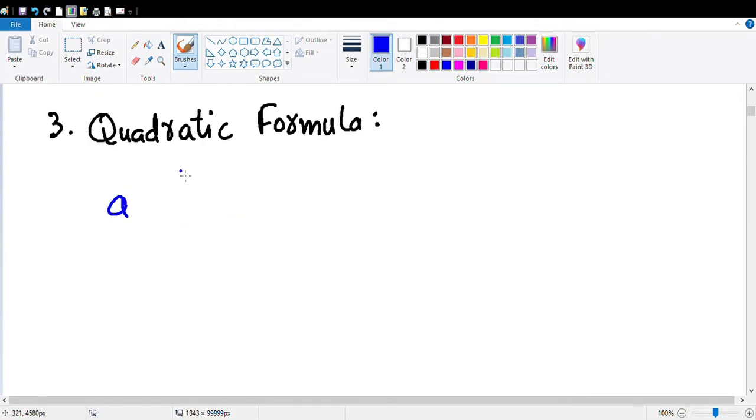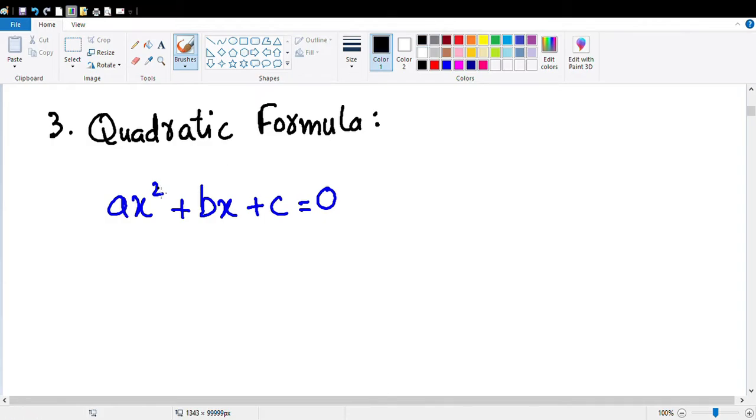Basically, we're just going to use the standard form here, right? So I have ax squared plus bx plus c is equal to 0, right? To derive the quadratic formula, it's derived from the completing square method. So if I solve this equation using the completing square method, what is the first step? Let's say the first step is that I'm going to get rid of the coefficient of the squared variable.